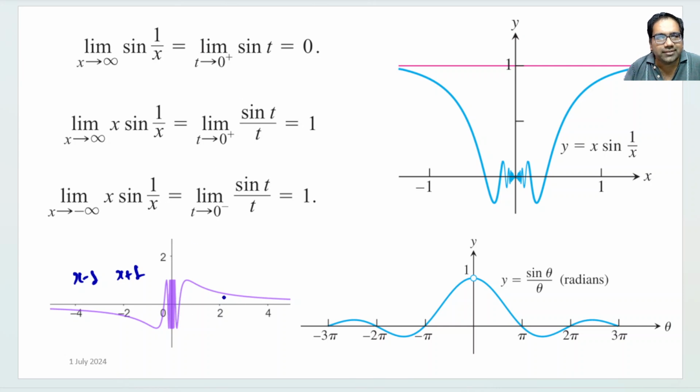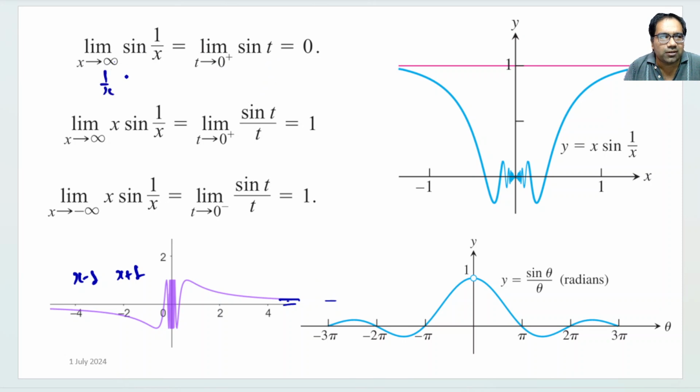Now, clearly we can see when x is approaching infinity, 1 by x is tending to 0. Obviously, the graph will be approaching the x-axis, both on the positive side and the negative side. So here we are concerned about positive infinity, and this is 0. Here, x is tending to infinity.